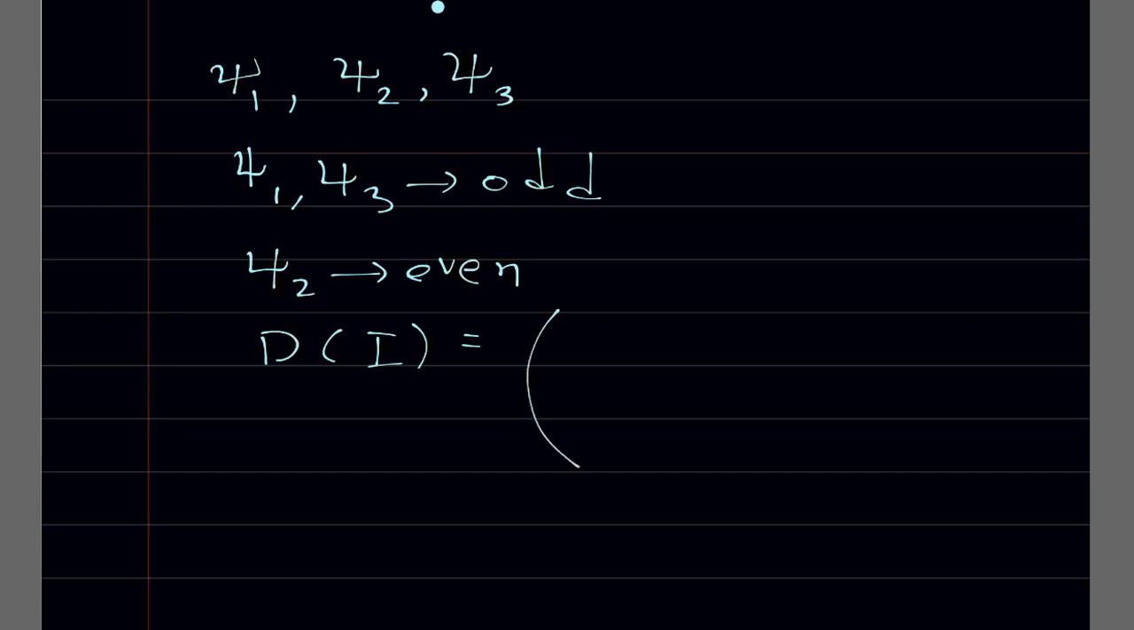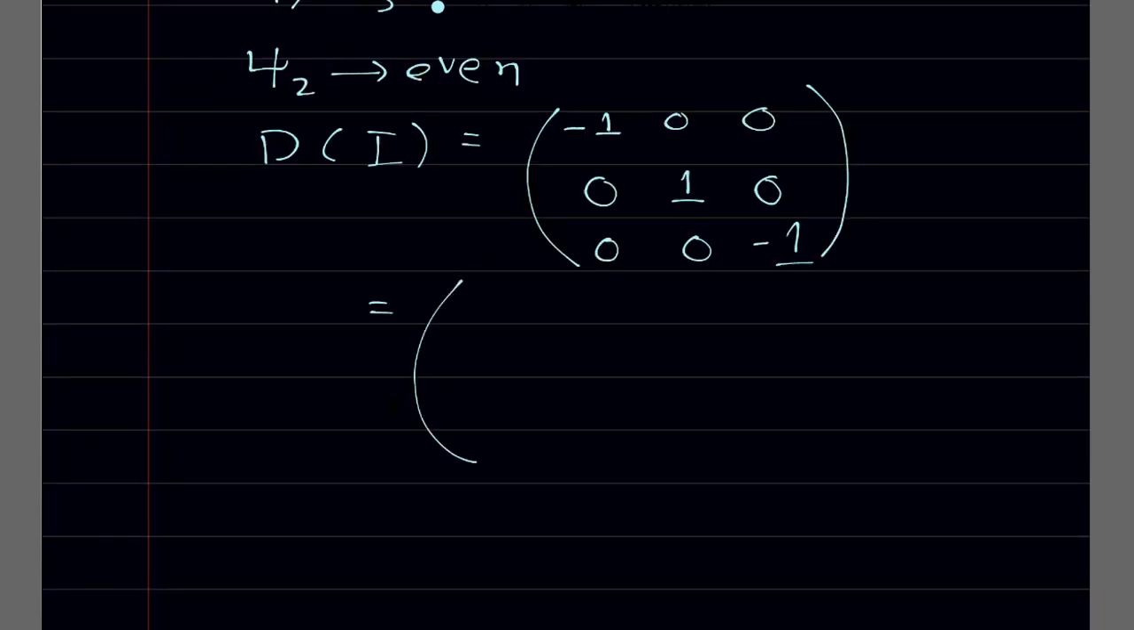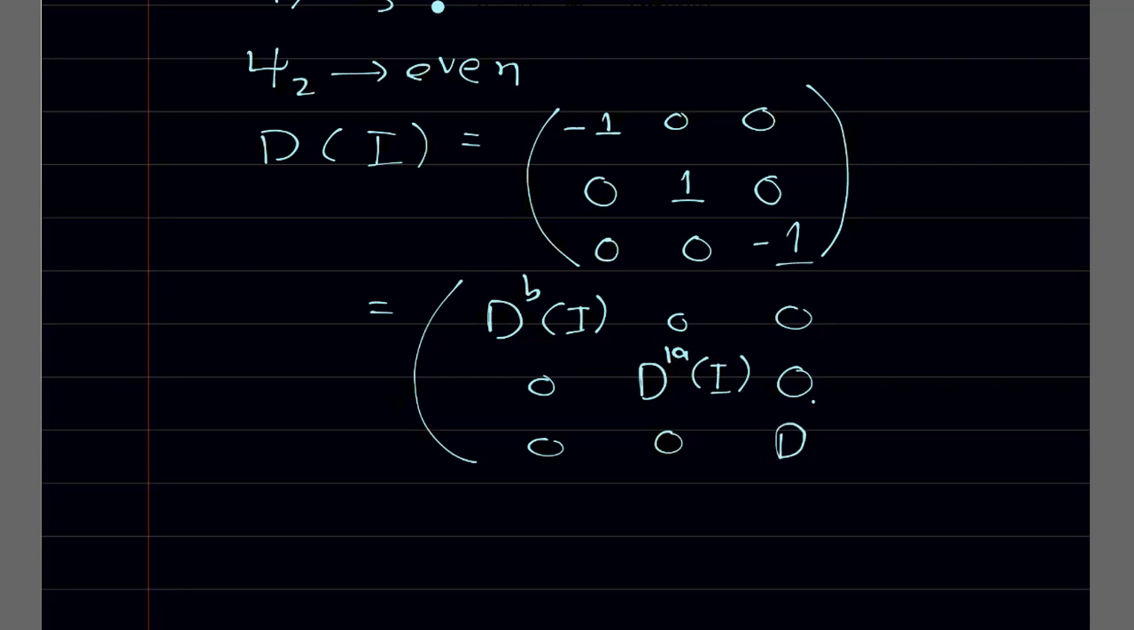So when D of I acts on psi1, which is an odd function, you'll get a -1. Okay. The second one is psi2, which is an even function, so you will get the same function here, and then you'll get again -1 with the third function. So if you compare it with the old representations, then I think this is dA of I, 0, 0, this is d1, and then this will be again dB of I.